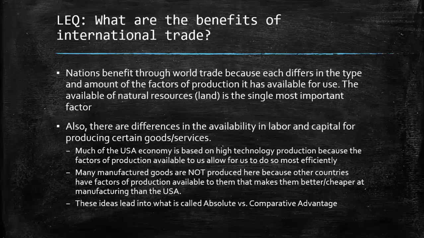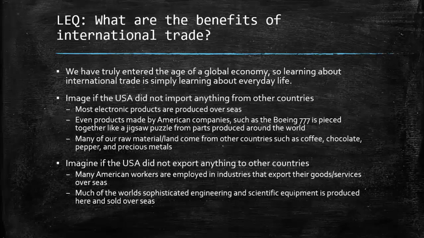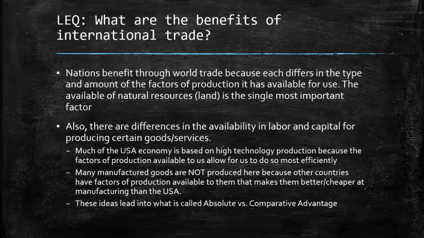Nations benefit through world trade because each differs in the type and amount of factors of production it has available for use. So I'm going to go back to that prior slide. So why is it that planes should be assembled in America, but the parts are produced elsewhere? Why is it that America is best at advanced high-level engineering and scientific products? And well, this first bullet point is why. The answer is in the factors of production that are available. So think about land, labor, and capital, with land being the single most important factor.